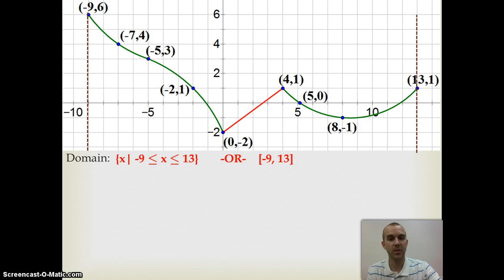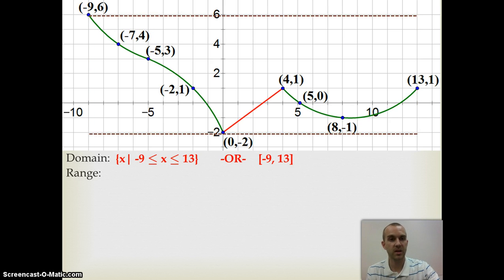With the range, I'm now looking and saying what's my smallest y value to what is my greatest y value of this graph. In this case, I'm going from -2 up to 6. So I can say that y such that -2 is less than or equal to y is less than or equal to 6. Or I could just say, using brackets, from -2 to 6.